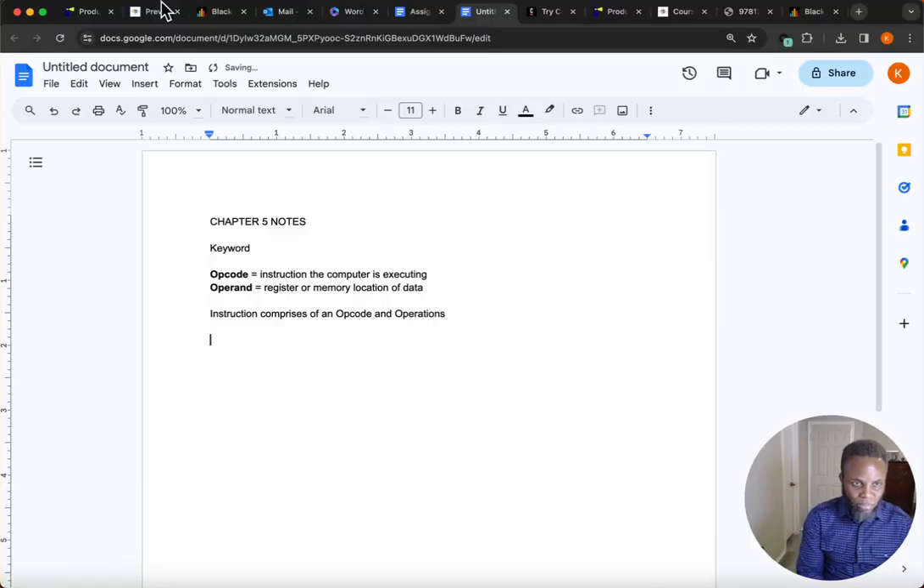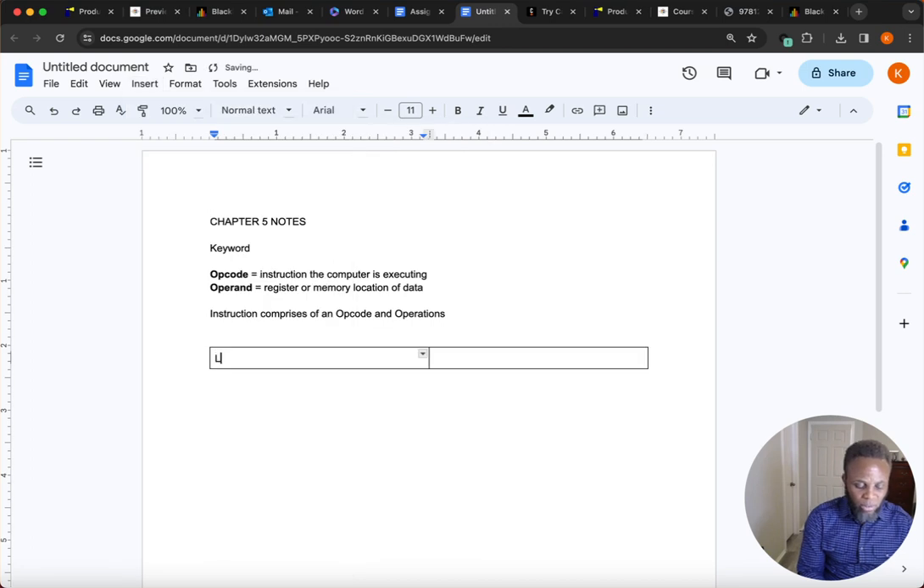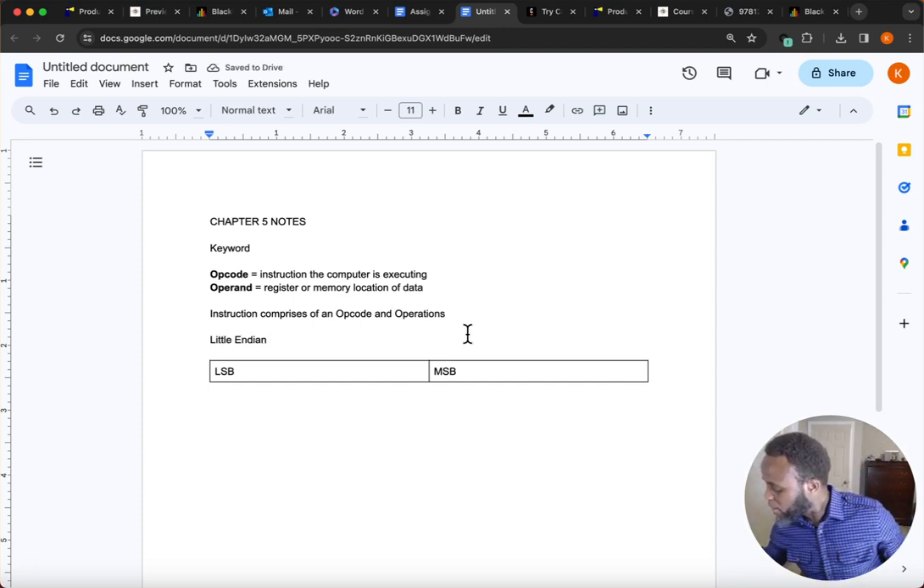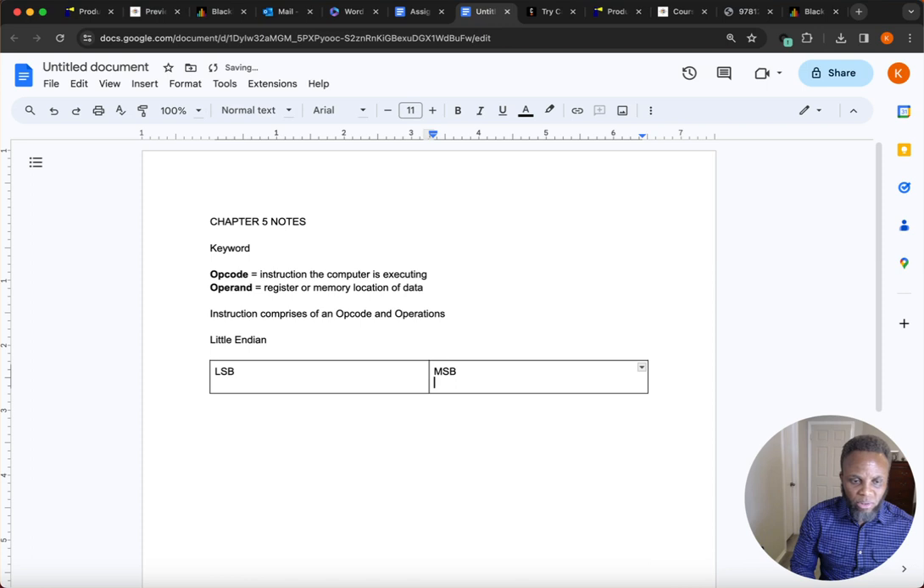So if I try to draw a box here, let me see if I can draw a box real quick. Or let's put a table. Okay, so if this is the low significant byte and this is the most significant byte, this is called little endian. Okay, let me just confirm that. Little endian, some machines store 2 bytes, the least significant byte, yes. Okay, so this is little endian. Just wanted to confirm that, so I'm not giving you guys wrong information.